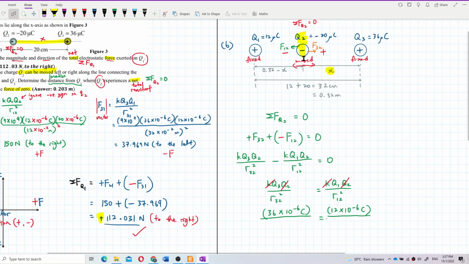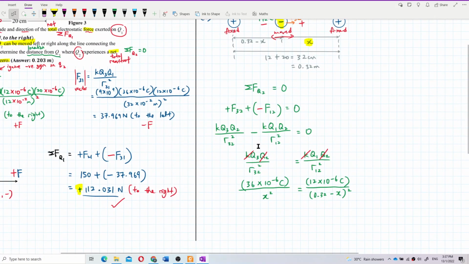Distance between 3 and 2 is x. This one is x. Between 1 and 2 is 0.32 minus x. I put this as 0.32 minus x, squared. And then now, let's continue.